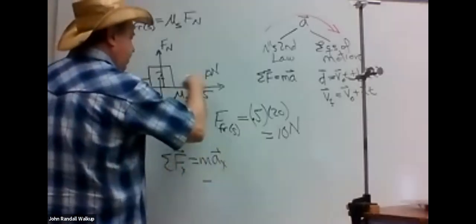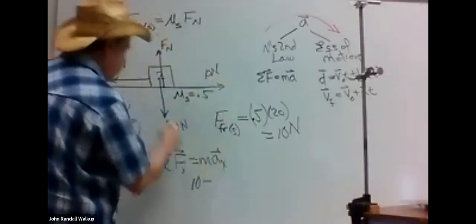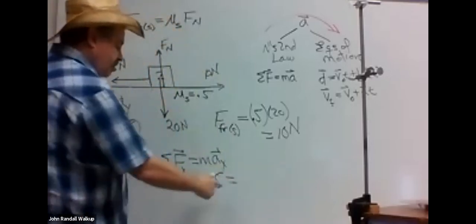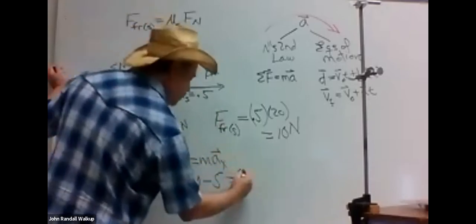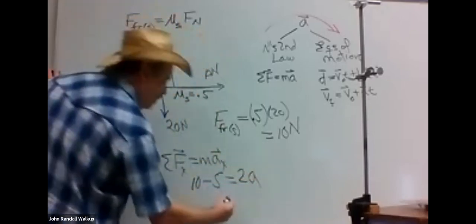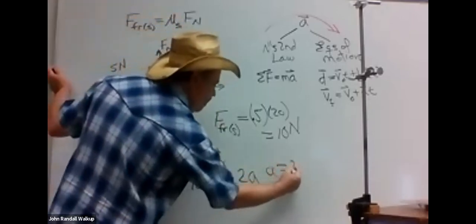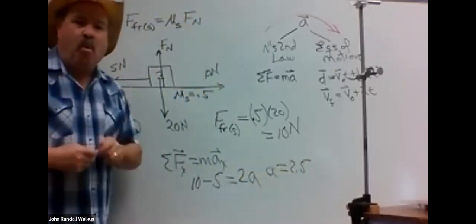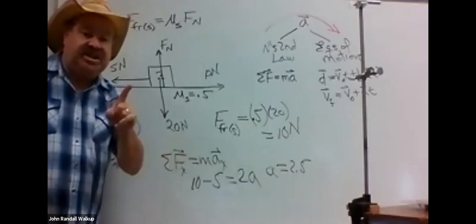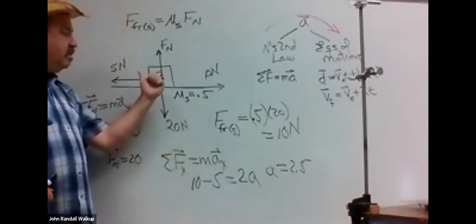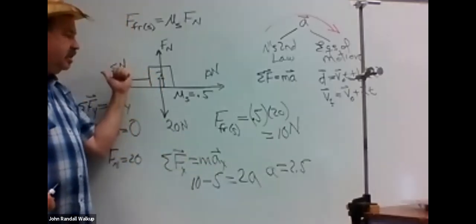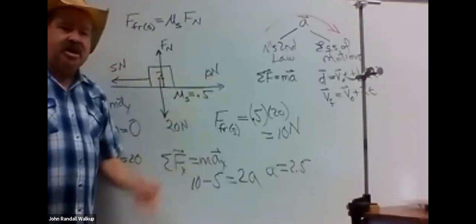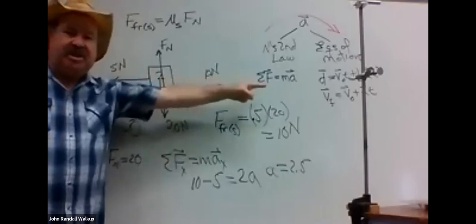And again, we've got 10, 5, and that's equal to the mass times the acceleration. So they get A equal to 2.5. What does this say? If I pull on it this direction, it's going to accelerate to the right in that direction. So pulling on my mass makes it accelerate in that direction?